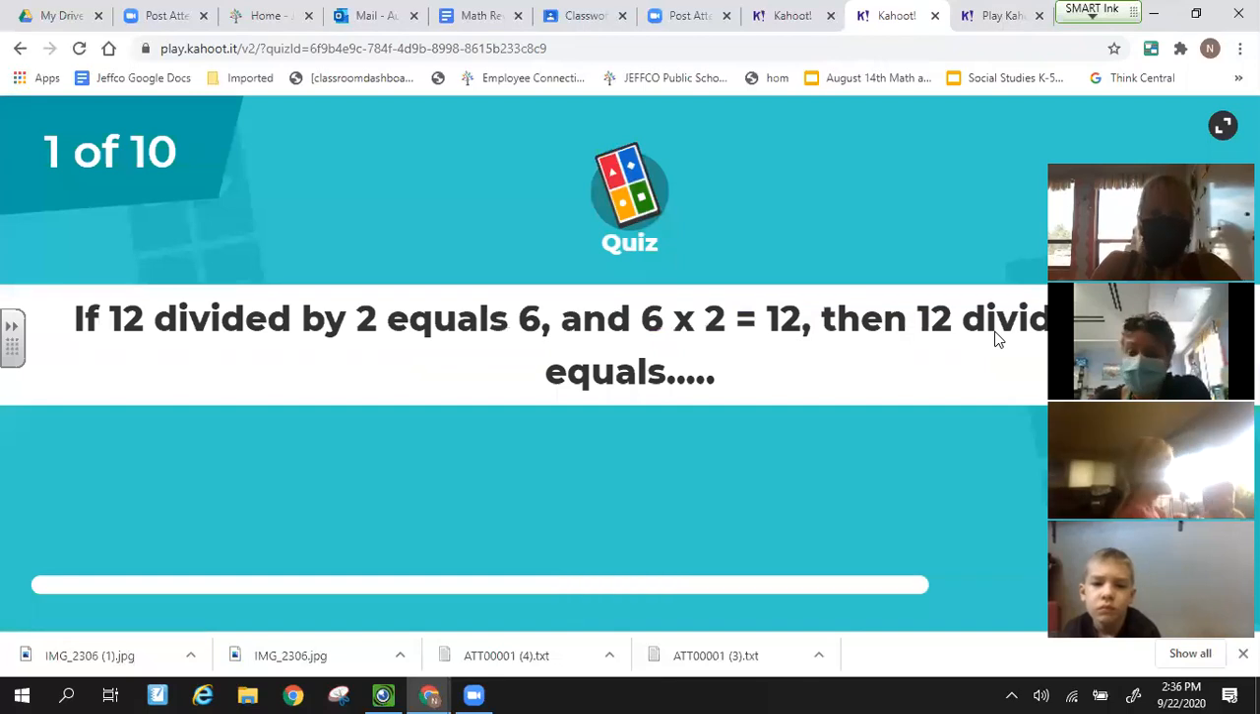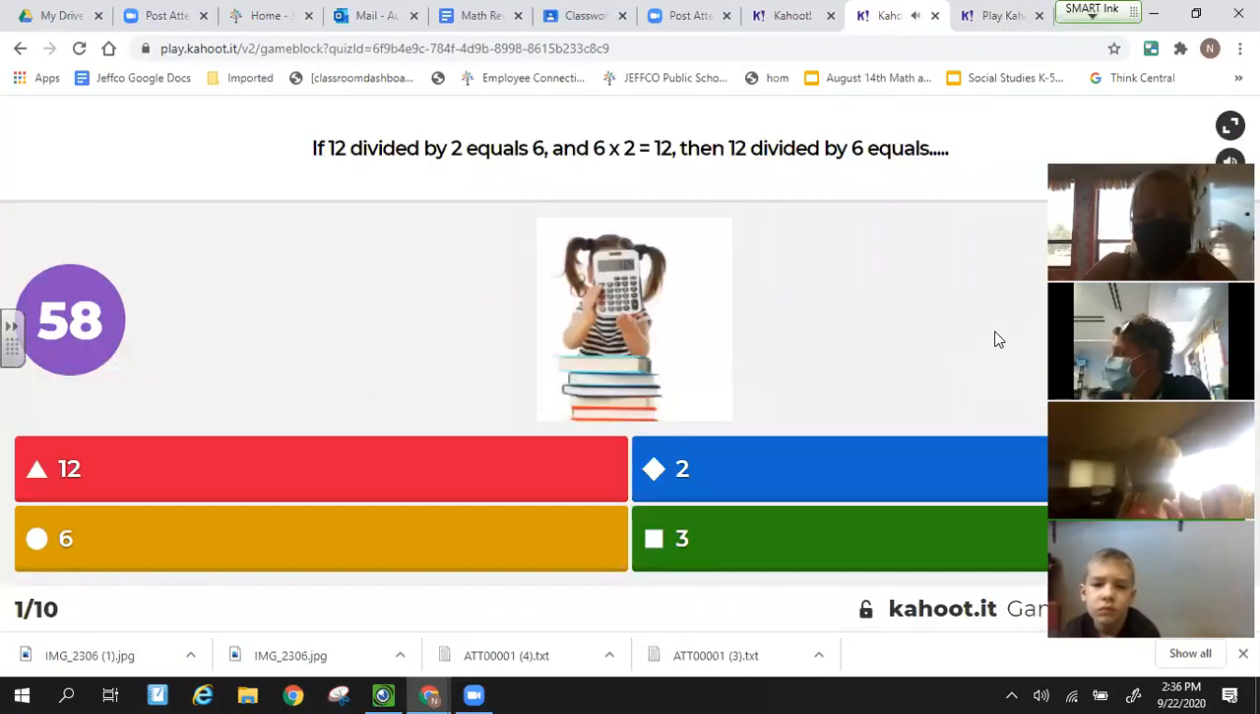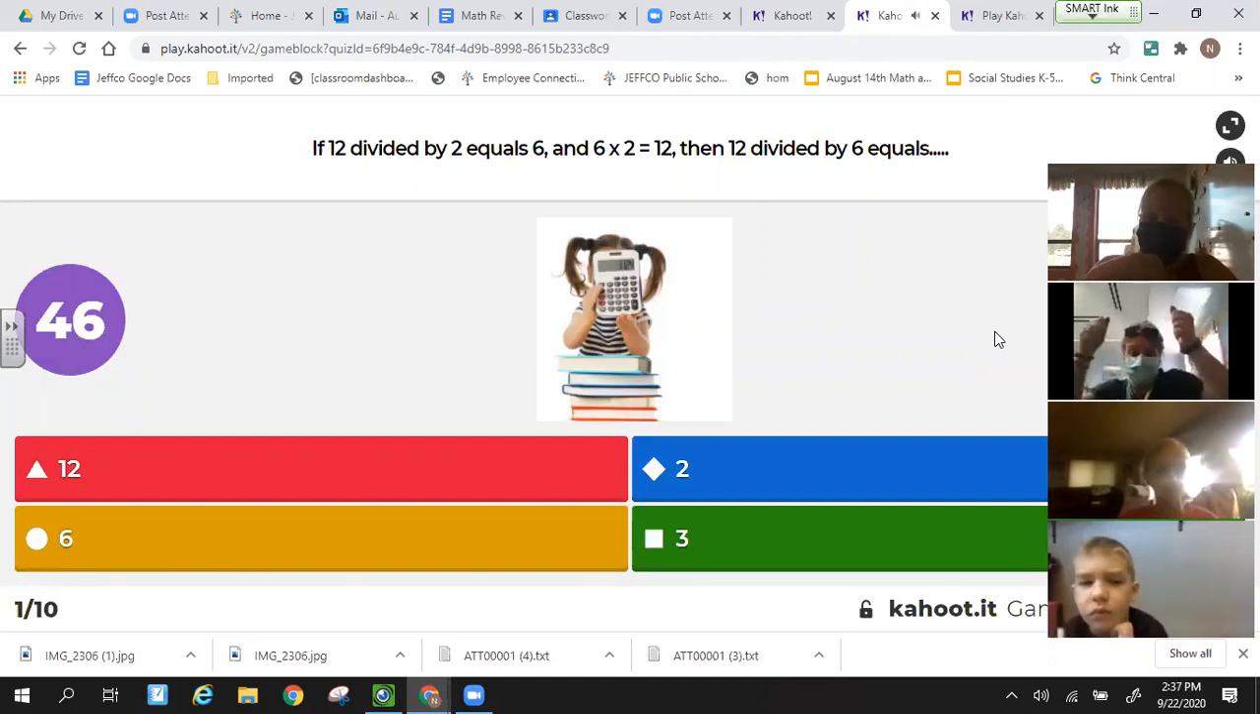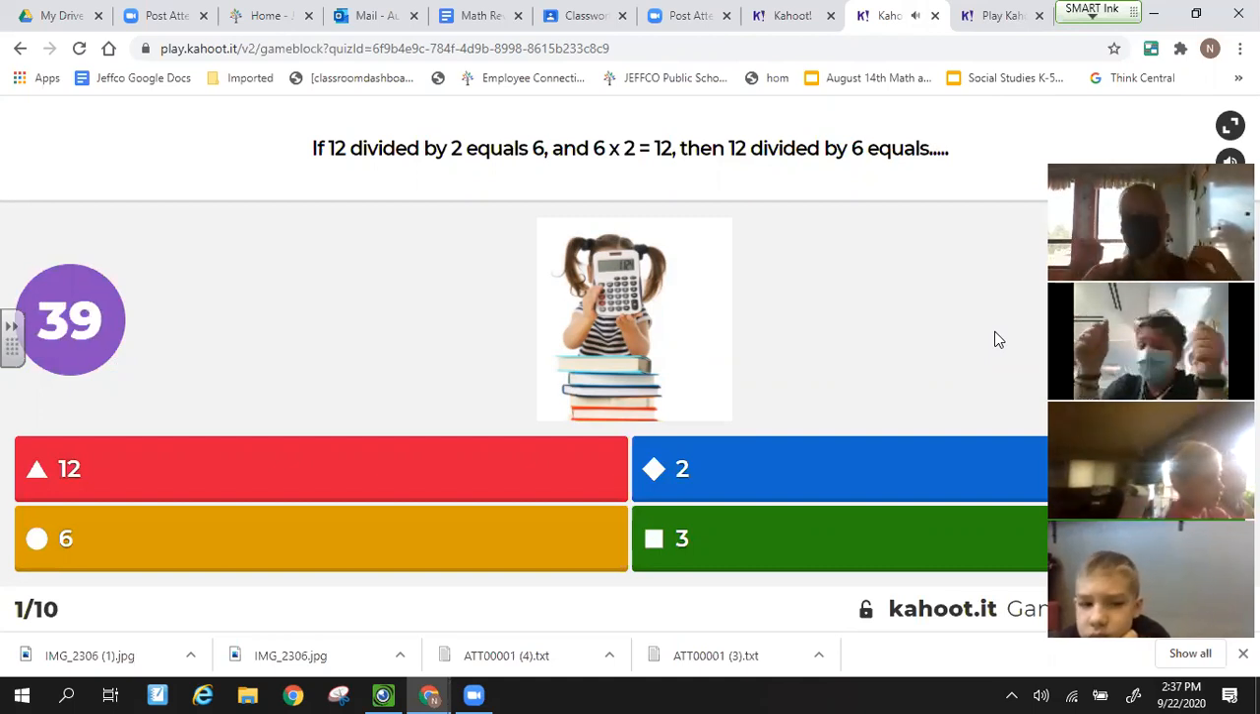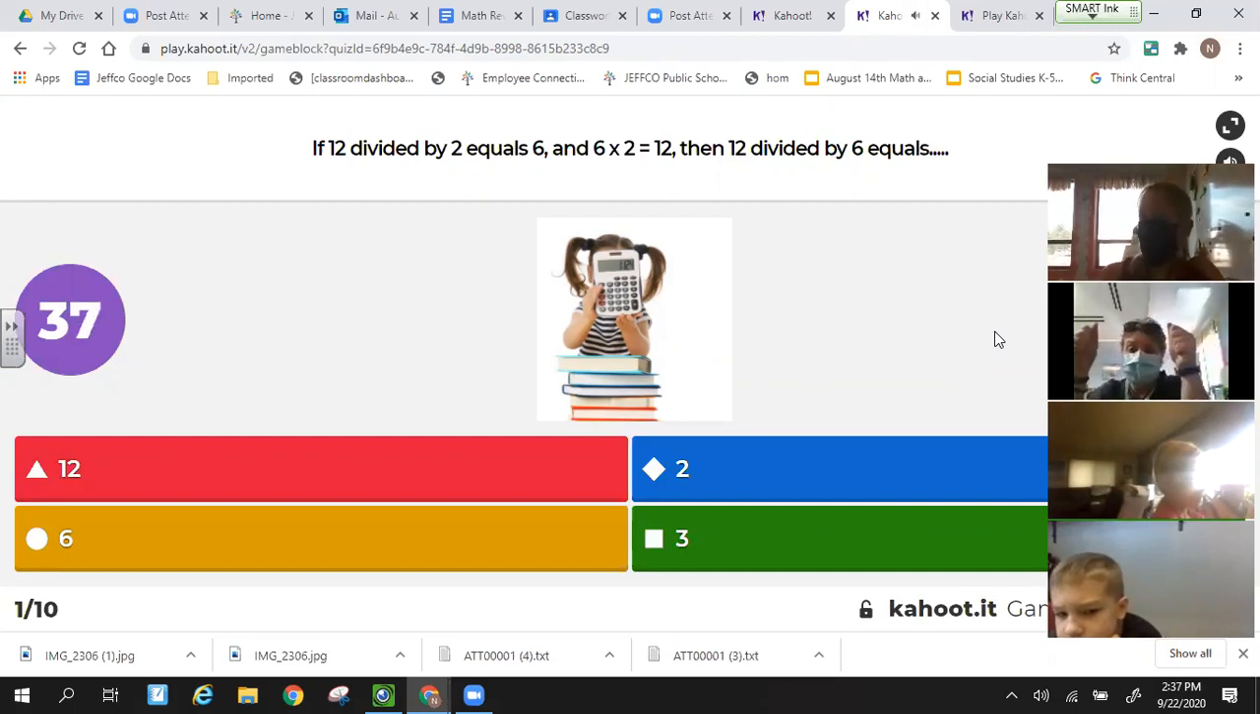If 12 divided by 2 equals 6 and 6 times 2 equals 12, then 12 divided by 6 equals what? 12, 2, 6, or 3. Do the thinking. You have a whole minute. If 12 divided by 2 equals 6 and 6 times 2 equals 12, then what is 12 divided by 6 equal? Write the answer on your board and hold it up.